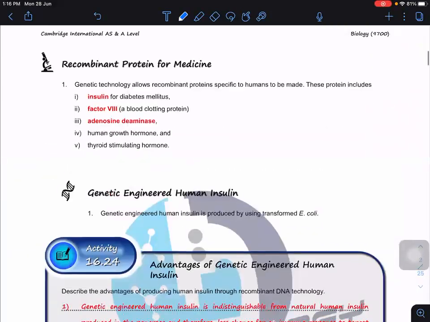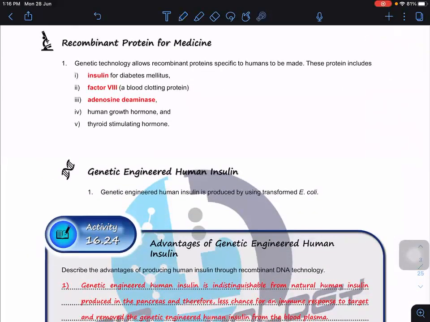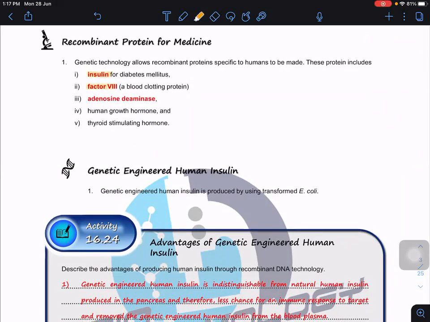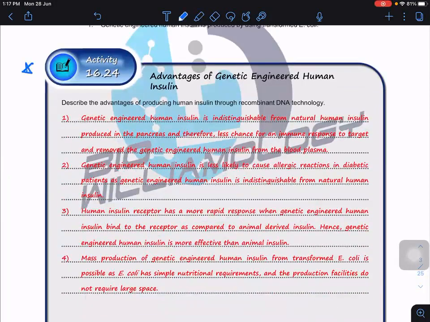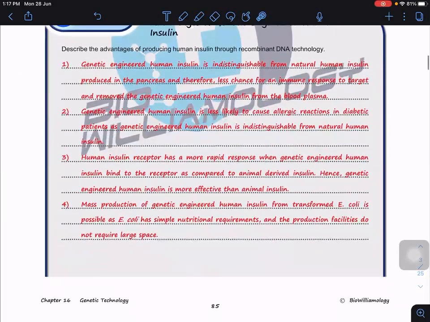So we're going to start with recombinant proteins for the medical field. Genetic technology allowed recombinant proteins specific to humans to be made. These proteins include insulin, factor 8, adenosine deaminase, human growth hormone, thyroid stimulating hormone, so many, but we only focus on these three: insulin, factor 8 and adenosine deaminase. So highlight this. This is a very famous question always asked: what are the advantages of genetic engineered human insulin? Why do we use genetic human insulin rather than animal insulin?